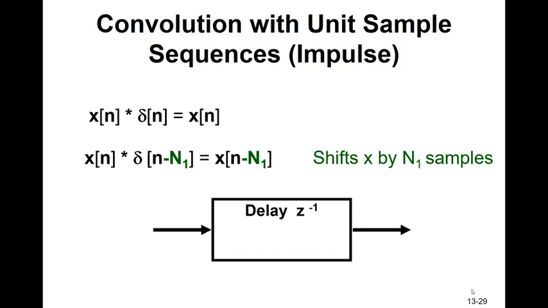So again, a systems implication of that. We've been using these delay blocks, z to the minus 1, in our block diagrams for difference equations, right? I put x of n in, what came out was x of n minus 1.